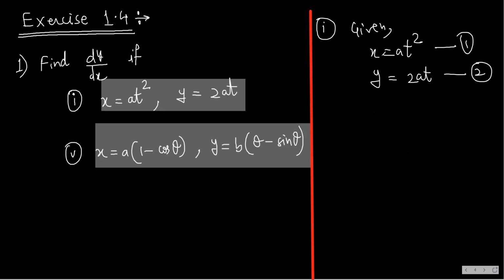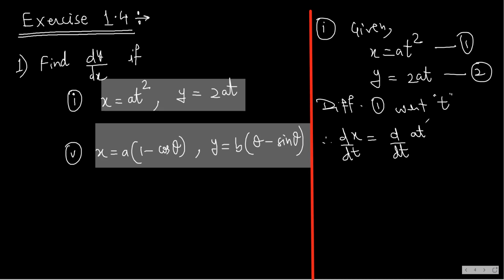So what I do, I understand x equals at square, x is a function of t. So I write here, differentiating 1 with respect to t, d by dt of x equals d by dt of at square. So I get dx by dt equals a is out, d by dt of t square. This is not required to be written, but I am writing. I have told you several times, I write each and every step. You may not write. So d by dt of t square is 2t.